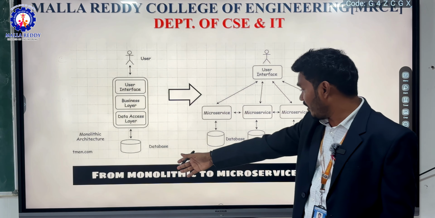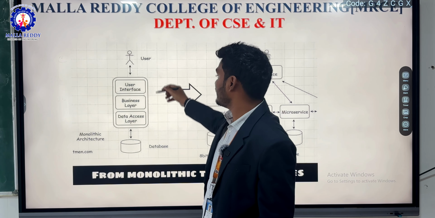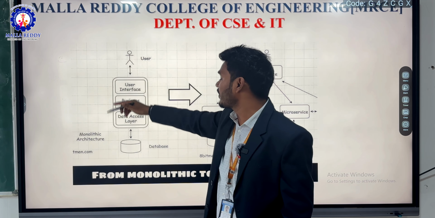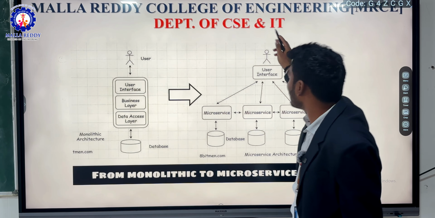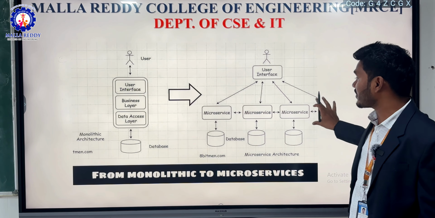Now, monolithic and microservice architecture. In monolithic architecture, the components are stored in a single folder. But in microservice architecture, there are microservice 1, microservice 2, and microservice 3.